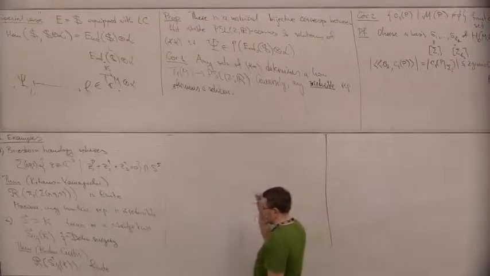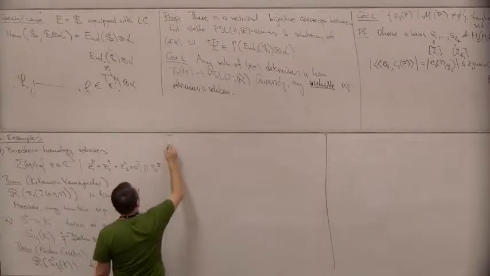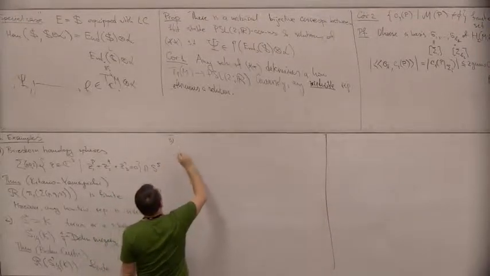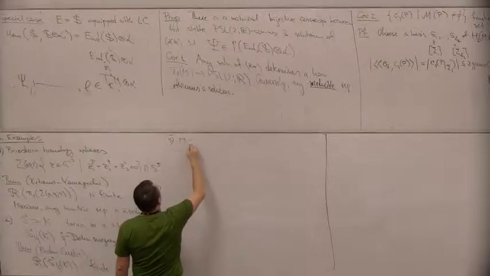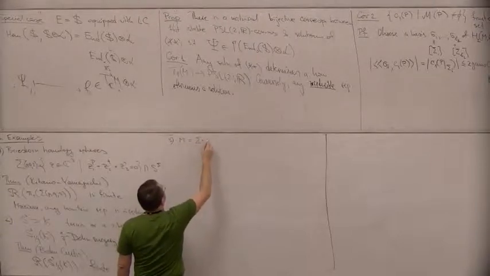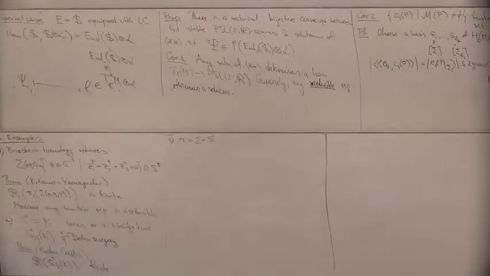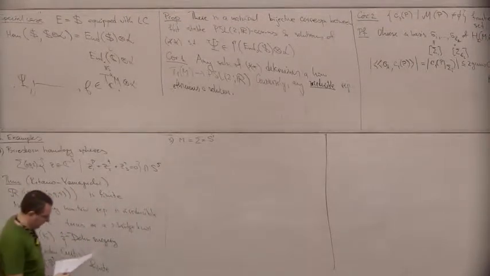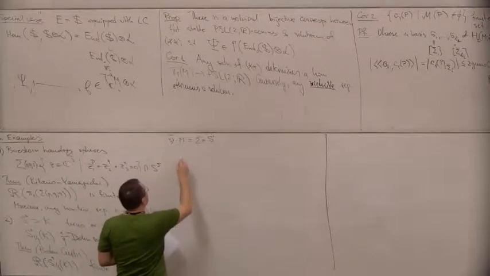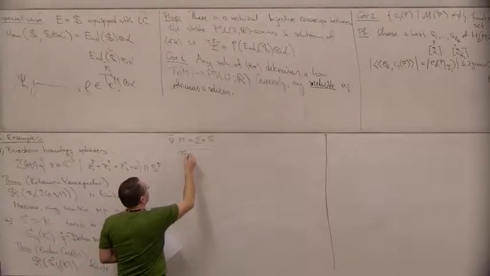So let's construct some examples of non-compact spaces. And for that, I will take M to be the product Sigma times S1, but I don't assume anything on the metric. And so we consider homomorphisms.